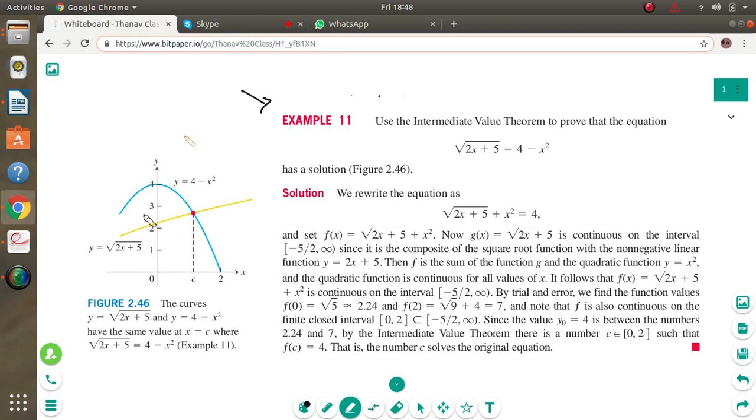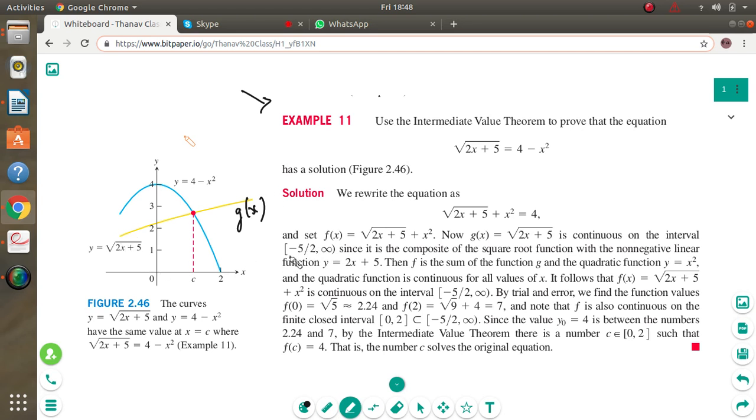And this blue one here we have. So what we're doing actually is we just divide the graph into two separate equations. One we're making here, root of 2x plus 5. So this is g(x), the yellow one. It is continuous, you can see here, on the interval minus 5 by 2 to infinity.